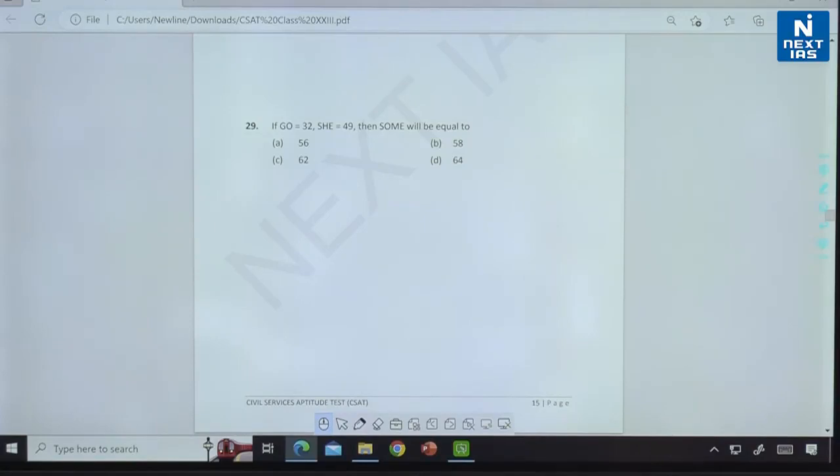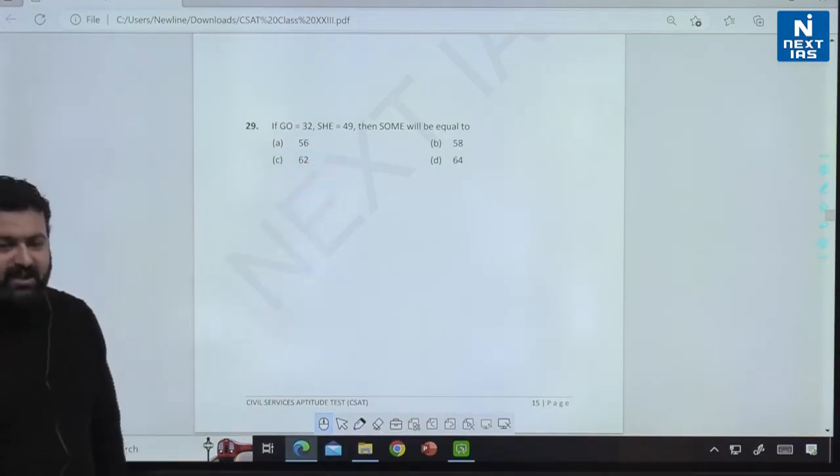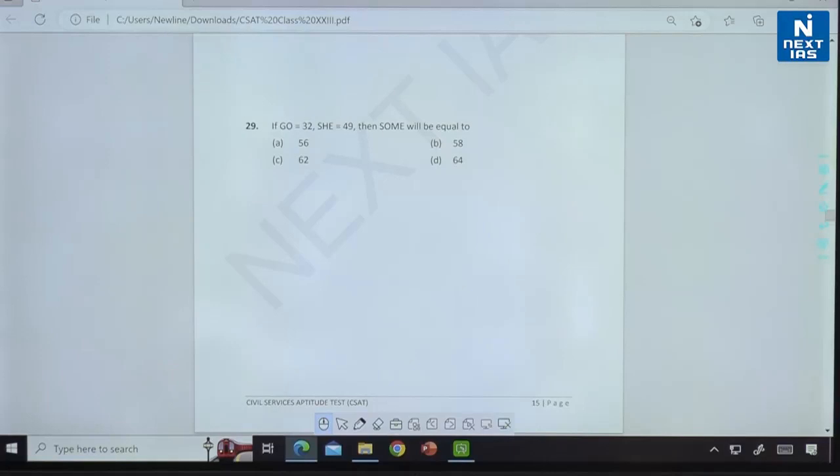Generally, whenever the letters are replaced by digits, the first thing we do is try to find out the code for each letter in the form of a digit. But here in this case we find GO is 32, SHE is 49. So for a 3-letter word we are getting the code 49. It means you have the code for the complete word.